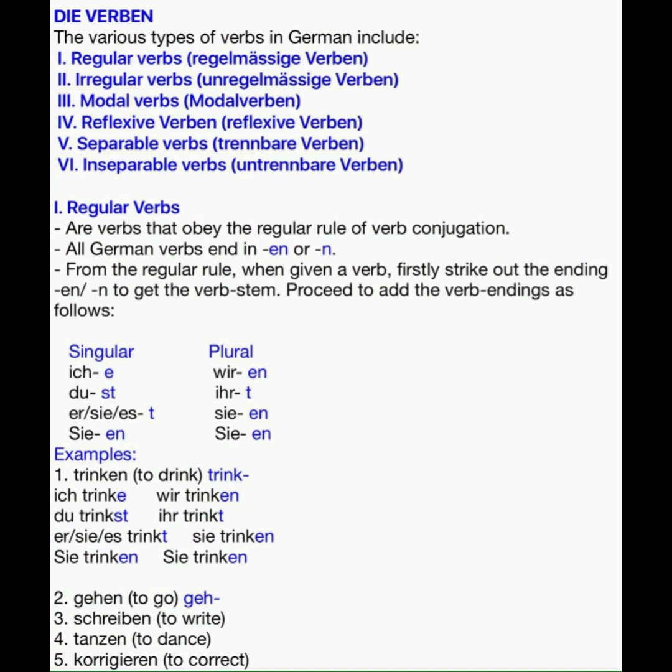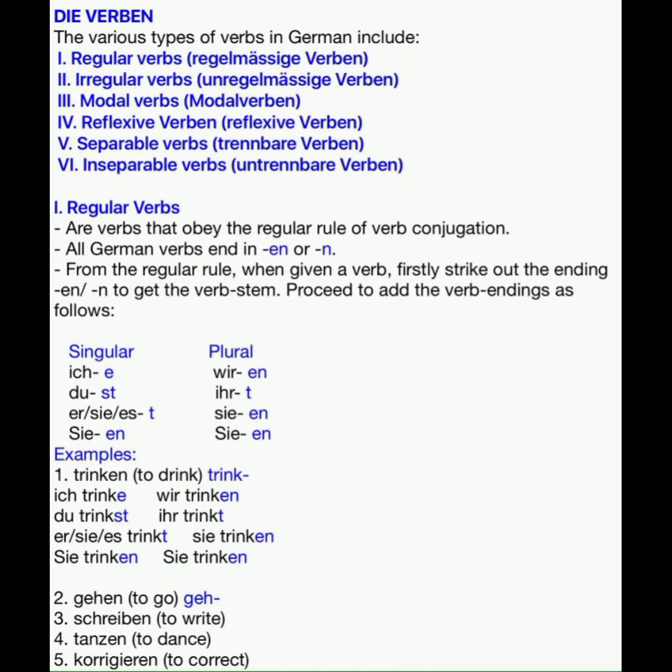So those are the various endings that is important for you to know respectively, okay? Ich, e; du, st; er, sie, es, t; wir we add en; ihr is t; sie, en; Sie, en.